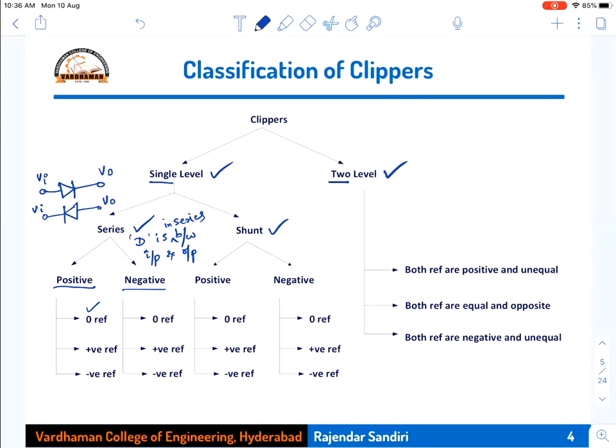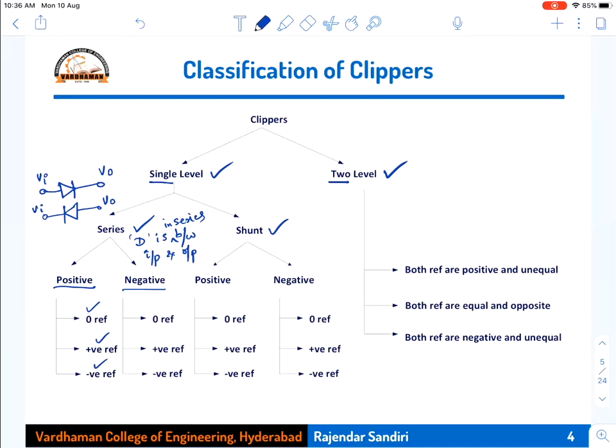Where is the reference level above which the waveform is to be clipped off? Above the zero reference level, above the ground. It is almost like a half wave rectifier, a negative half wave rectifier, an inverted half wave rectifier. So the positive side of the waveform is clipped off, which is above zero level. If you have a positive reference, not at zero level, maybe something above plus VR level, then it is a positive series clipper with positive reference. Positive reference means positive voltage and above is clipped off. Then positive series clipper with negative reference is another type.